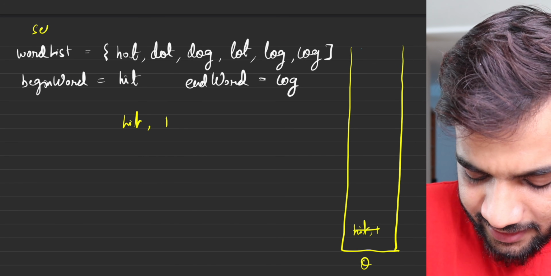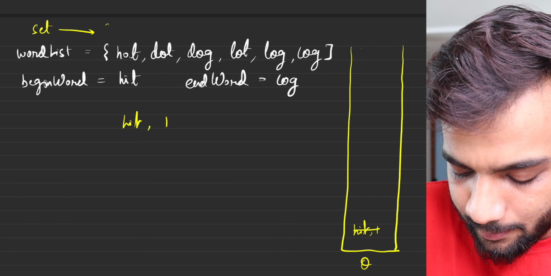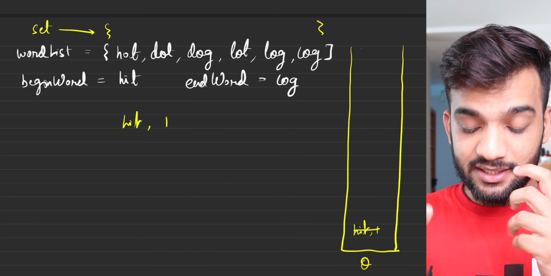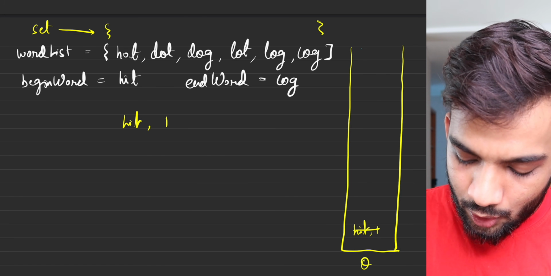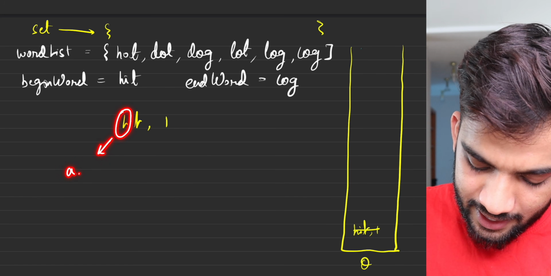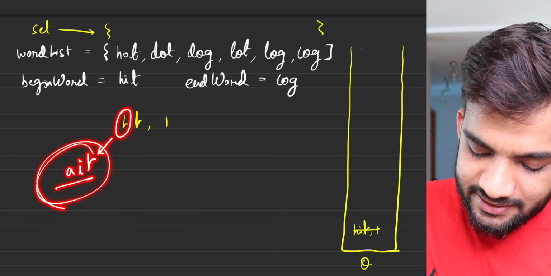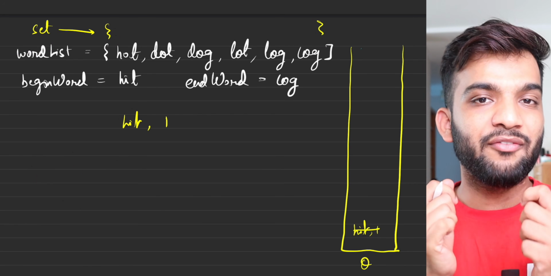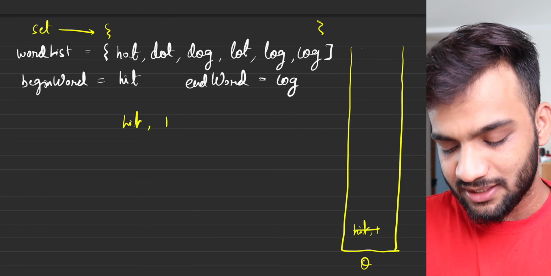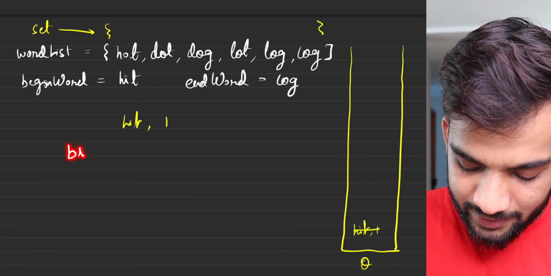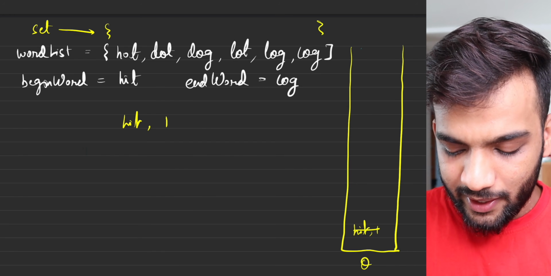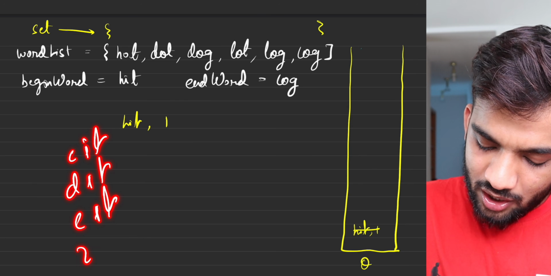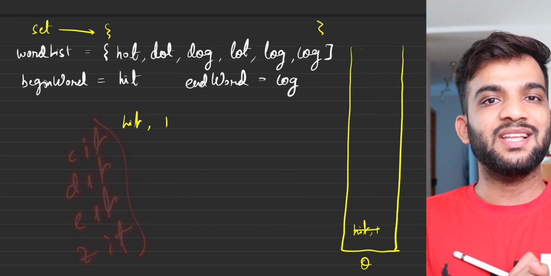So what I'll do is I'll take a set data structure and make sure the same word list exists in the set, so that whenever I change this H to A and make it AIT, I can easily check in the set whether it exists or not, in very little time complexity. So AIT doesn't exist, then I'll make it BIT, that doesn't exist. Then I'll try CIT, DIT, EIT, and so on till ZIT. None of them exist.